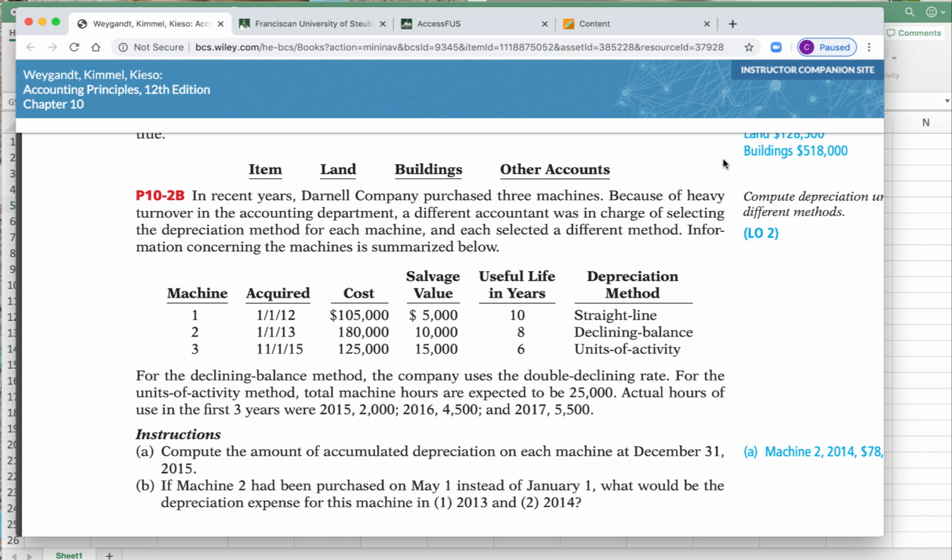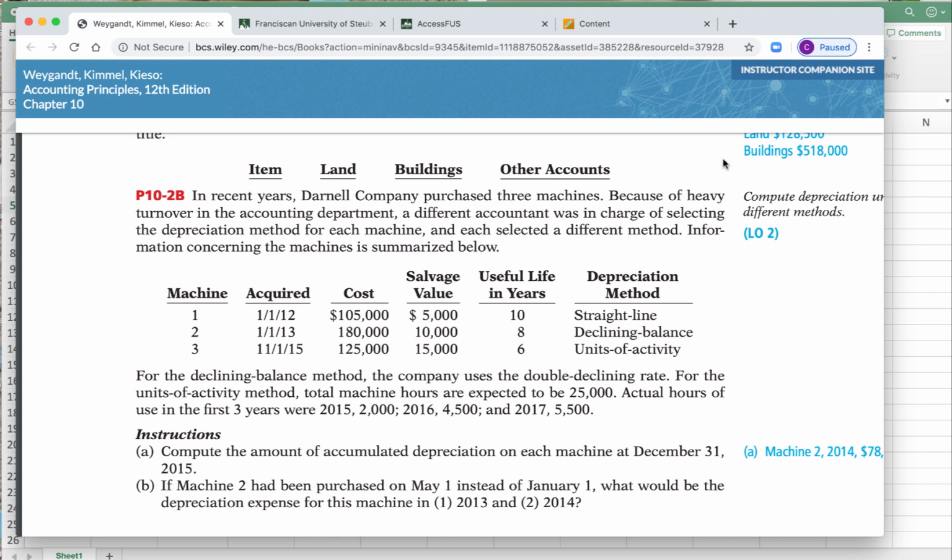So again, the takeaway here is you need to know how to calculate all three. When you get to the real world and you're out in corporate America, they may have a policy on which one they decide to use, or they might say, you know what, we're going to do it on a case-by-case basis, trying to determine which method best allocates the cost of the machine to the revenue that we generate. And it goes back to that matching principle, right? The expense recognition principle or the expense matching principle.